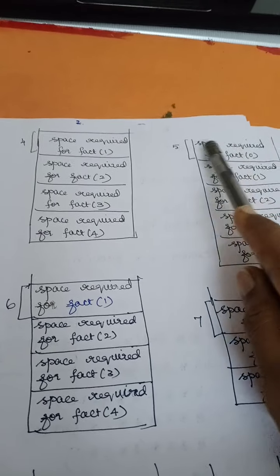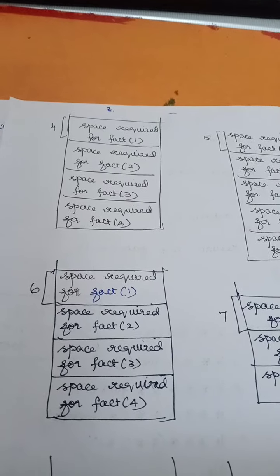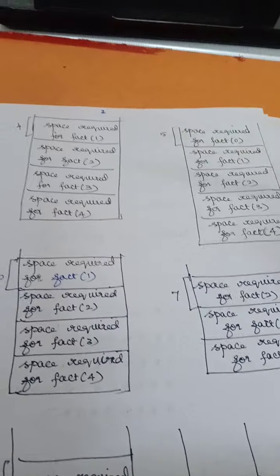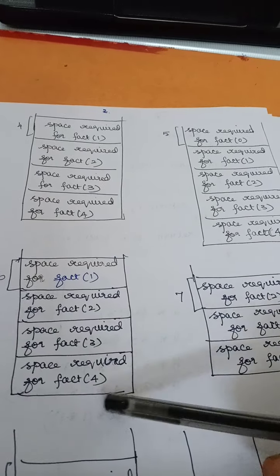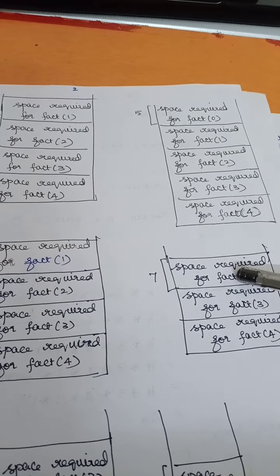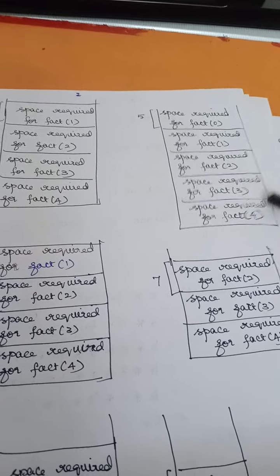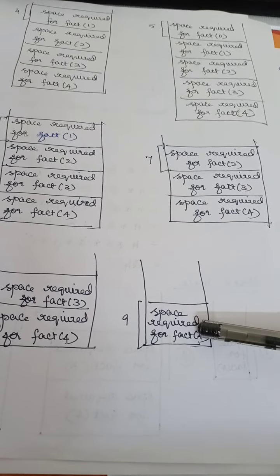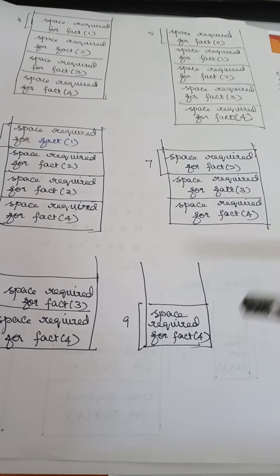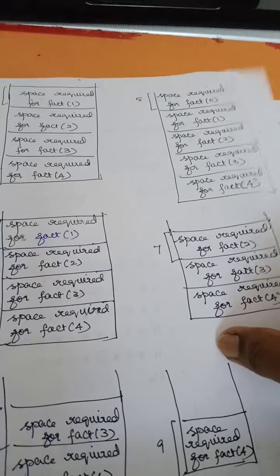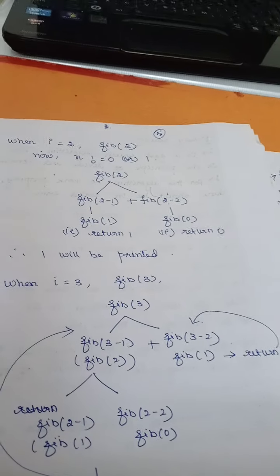Whenever a return is there, the topmost record will be popped out. Popped out means it will be removed. So I will have fact 1, 2, 3, 4. Again this will return 1, so this will be removed. And this will return the value 2, so this will be removed. So this will return its value, and this will be removed. And this will return the value, and this will be removed, and the control will be transferred to your main function. So that step we have written here. Just see.